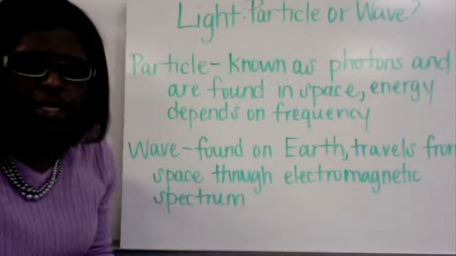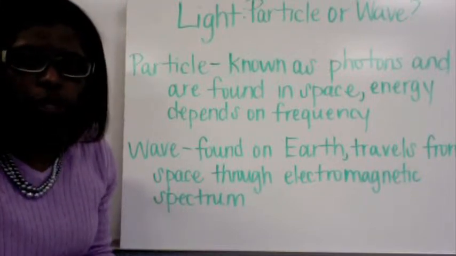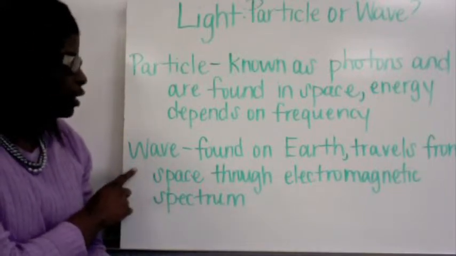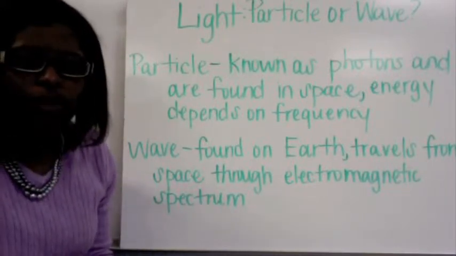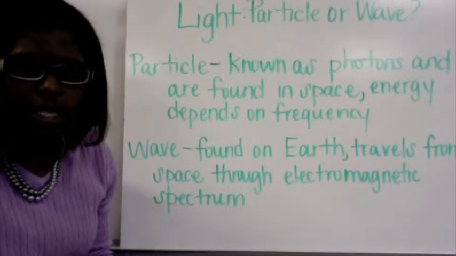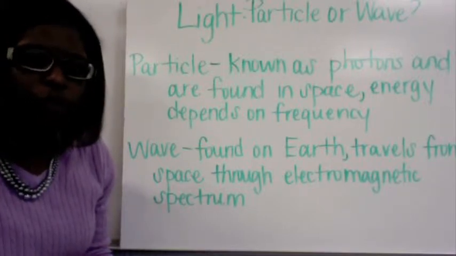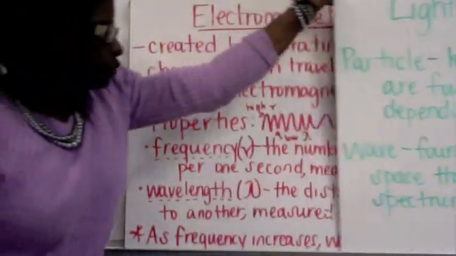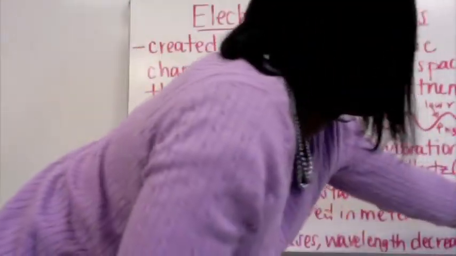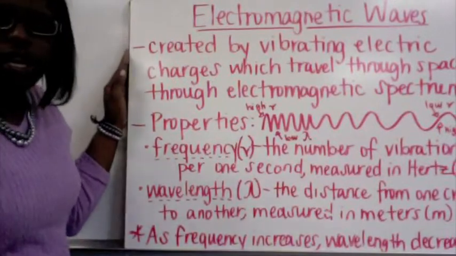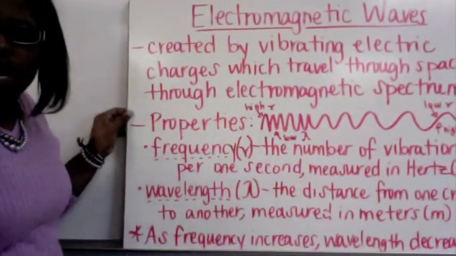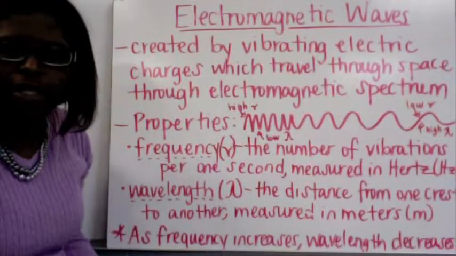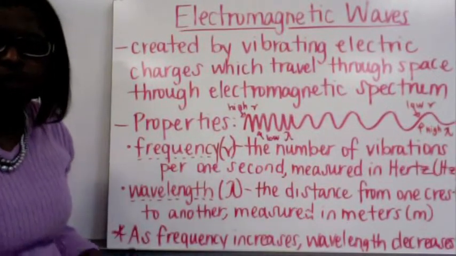Photons are found in space. Their energy depends on frequency. We'll talk about frequency some more during this video. And then it could also behave as a wave. Waves are found on Earth. They travel from space through the electromagnetic spectrum, which you should be familiar with at this point. So electromagnetic waves themselves are created by a vibrating electric charge which travels through space through the electromagnetic spectrum.